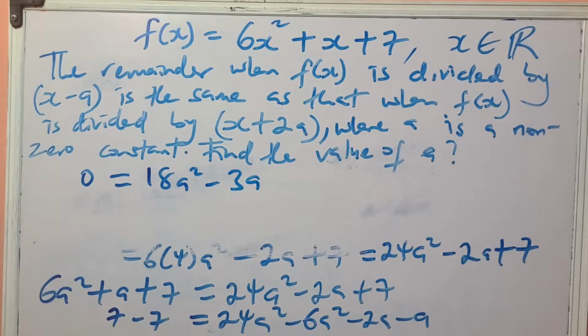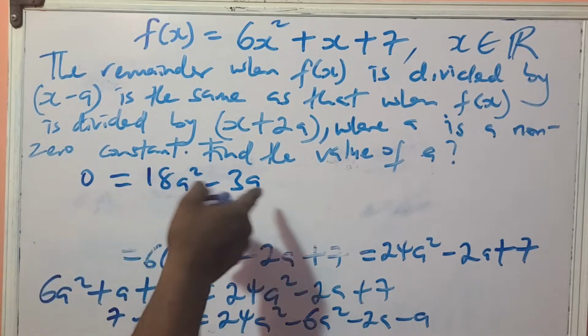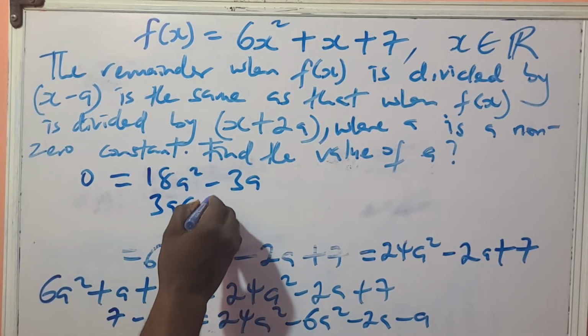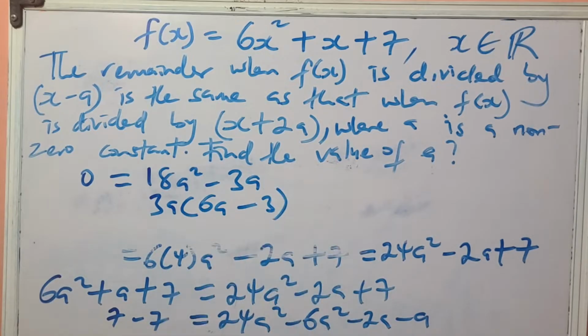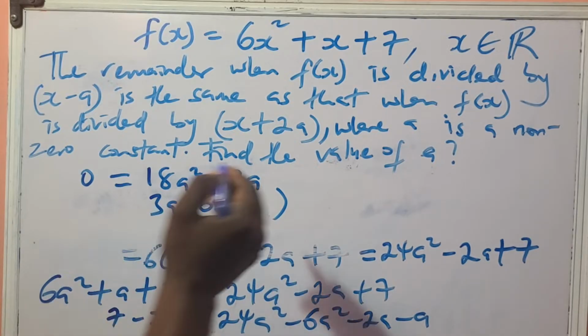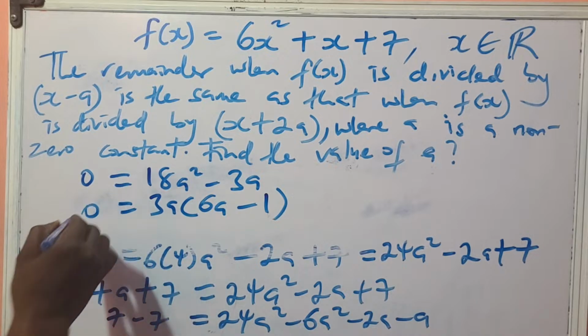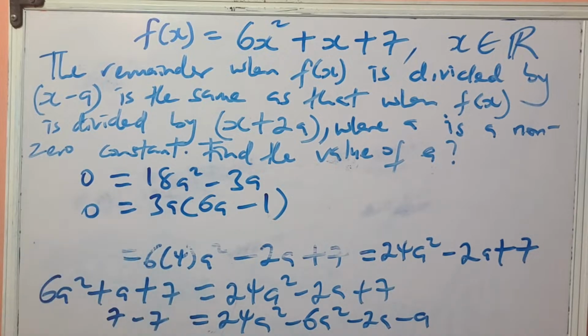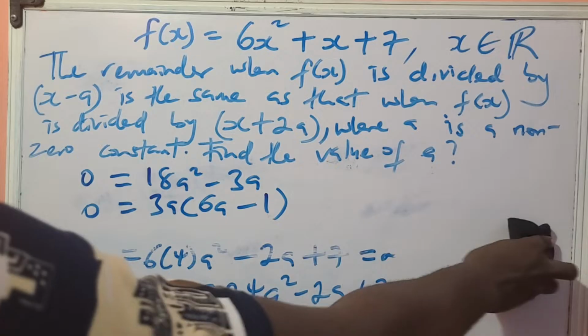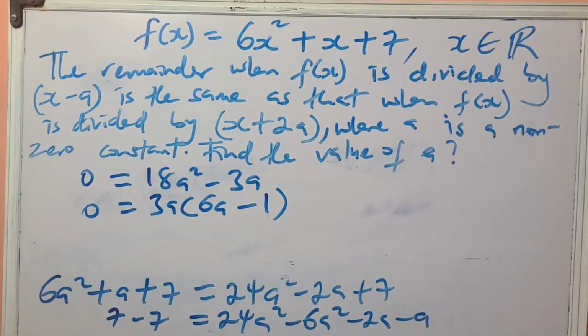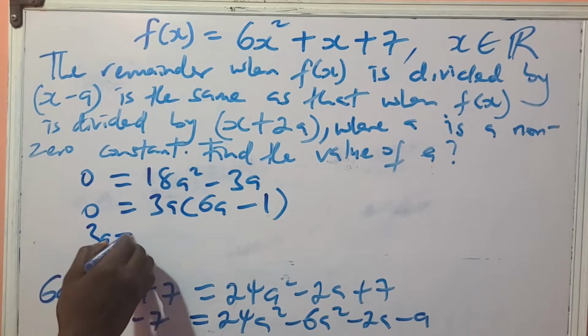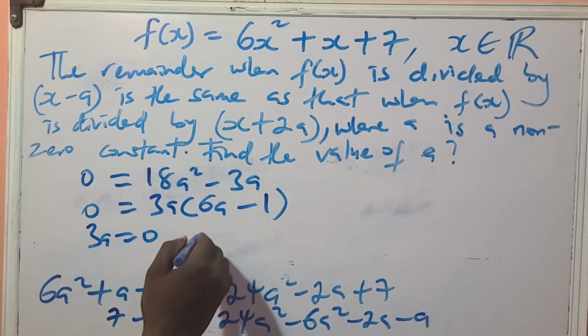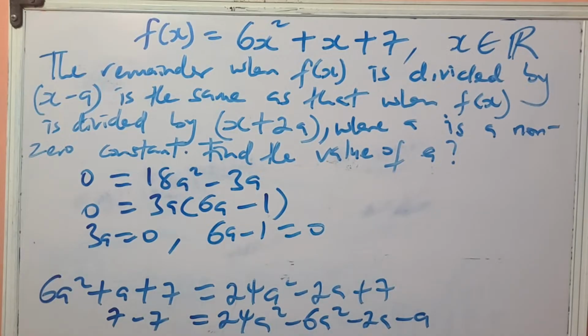All right. So we can factorize 3a here, because 3a is common to both. That will be 6a minus 1, because we have brought out 3a, equals to 0. From here, I'm sure you understand what this means. That means we can say 3a is equals to 0, and or we can say 6a minus 1 is equals to 0.